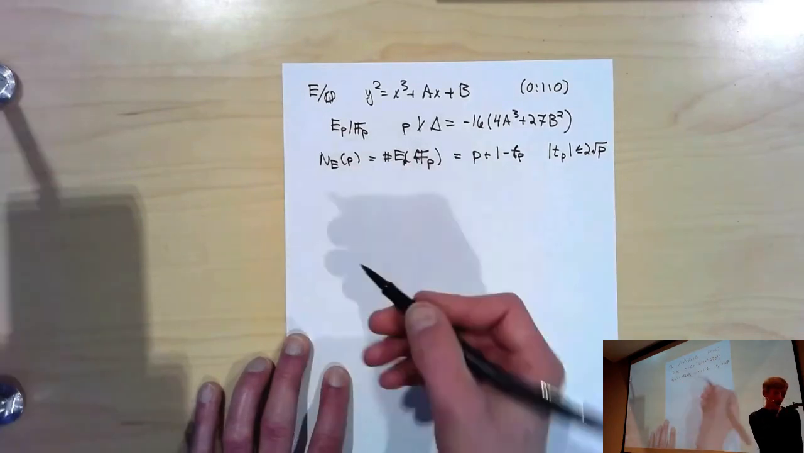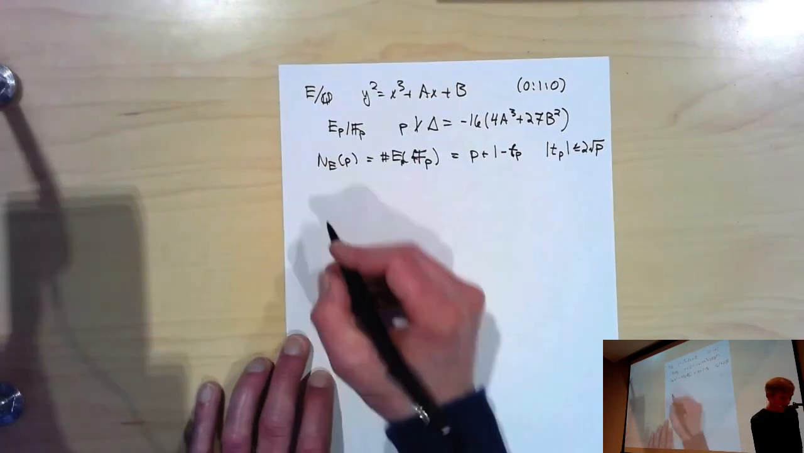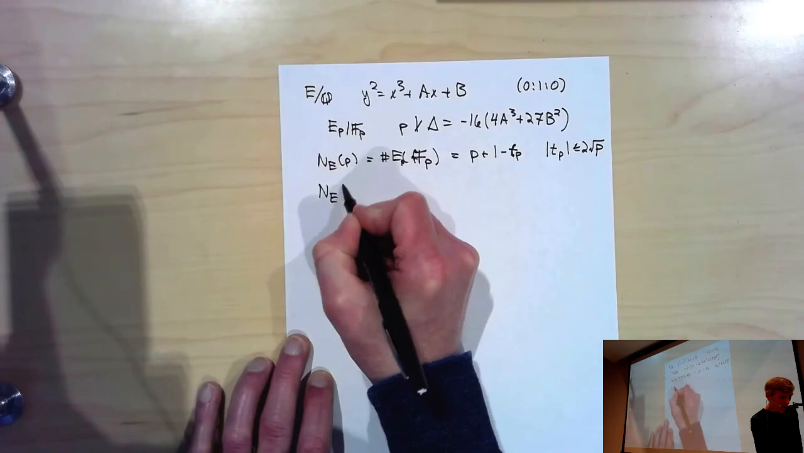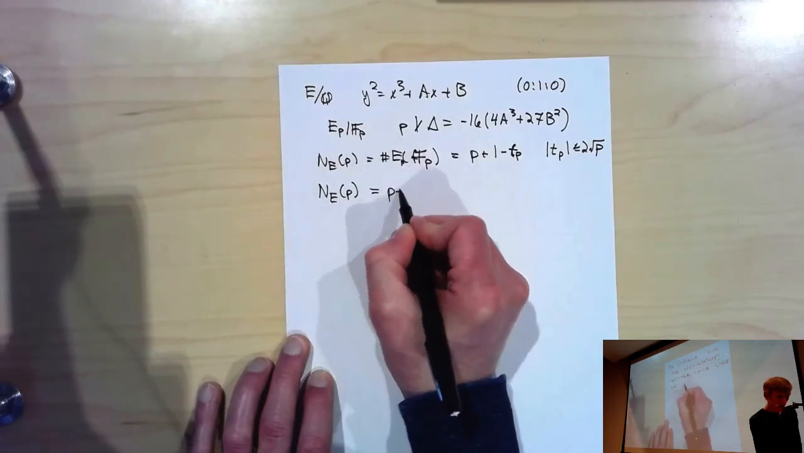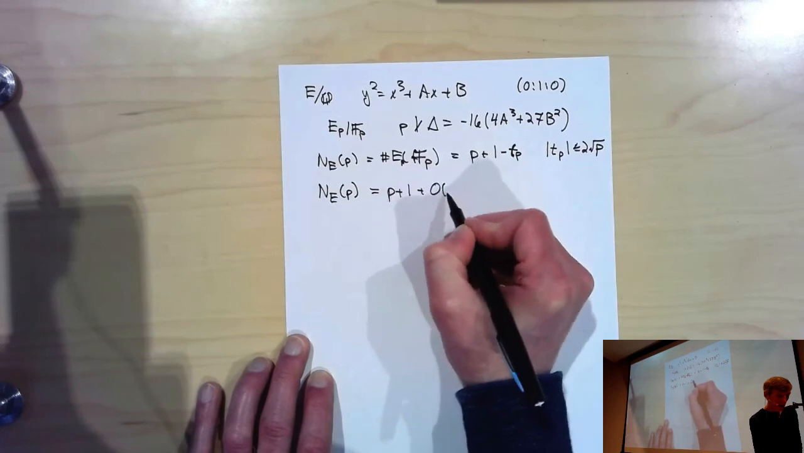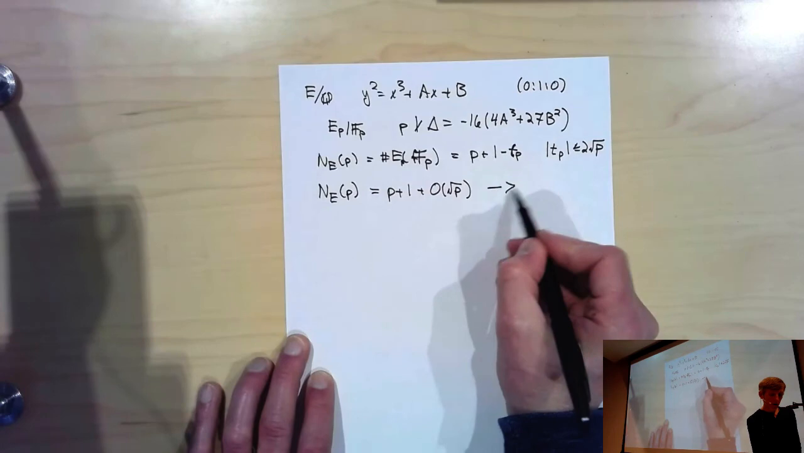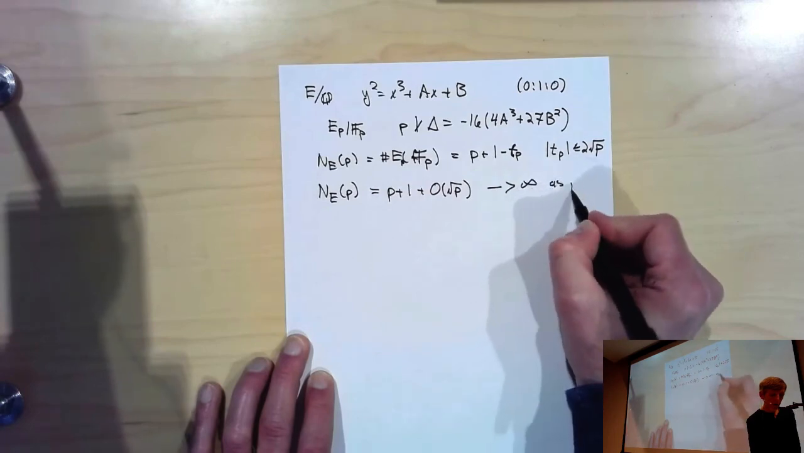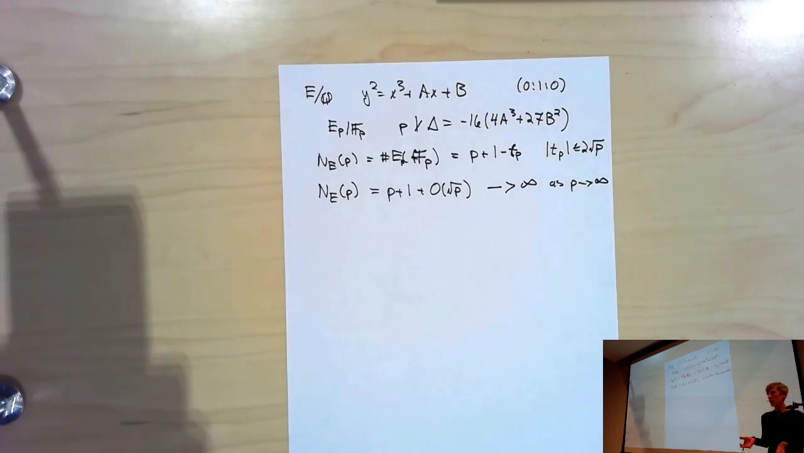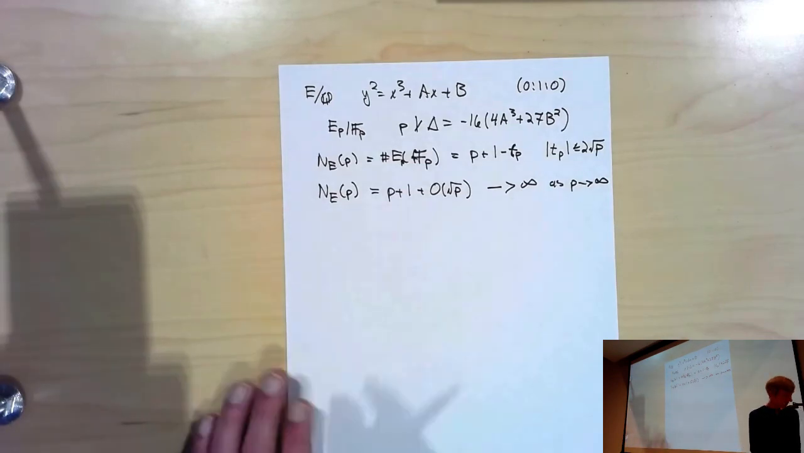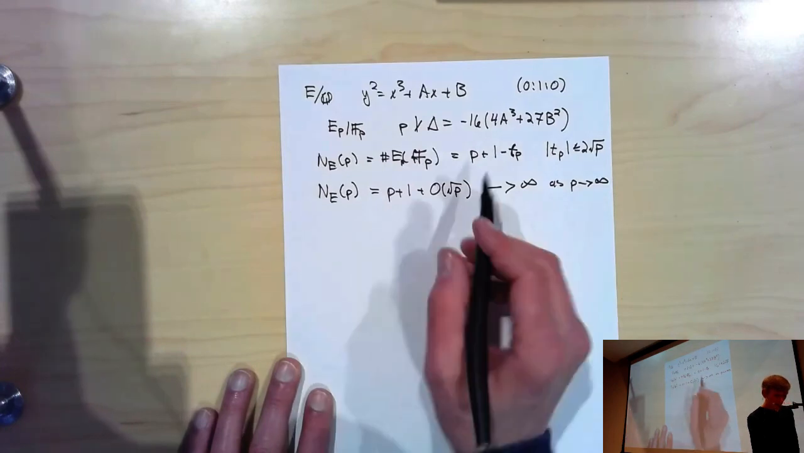Now, if we're interested in how this quantity N_E(p) varies with p, the answer isn't so interesting, because it goes to infinity, right? This is going to look like p + 1 plus some error term that's on the order of the square root of p. So this is going to go to infinity as p tends to infinity. This is different from our dimension 0 example, where we were always getting some integer between 0 and d. So instead, we're going to focus on just the error term.